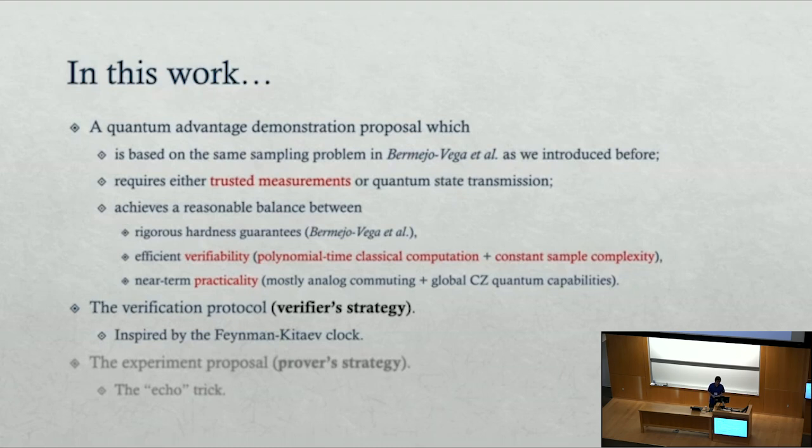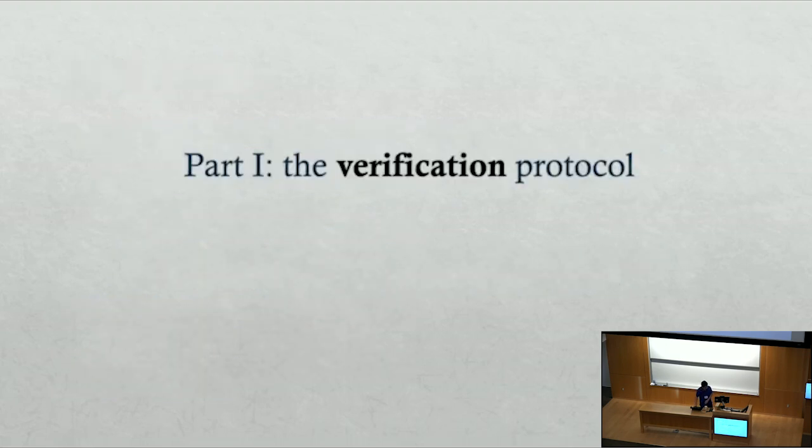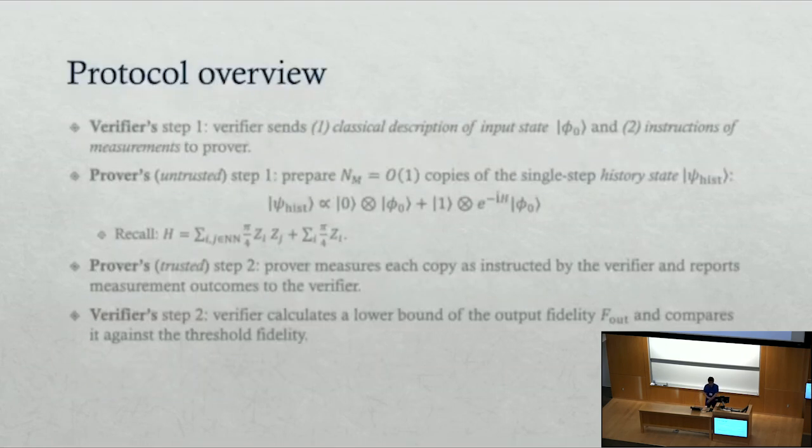So our work has two parts. The first part is the verifier strategy, or the verification protocol, which is inspired by the Feynman-Kitaev clock. And the second part is the prover strategy, which is just the experiment proposal in which we will use an echo trick. But in the interest of time, I might not be able to cover this part in detail. So let's see the first part, the verification protocol, the overview.